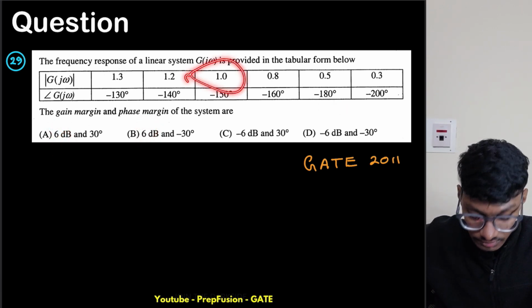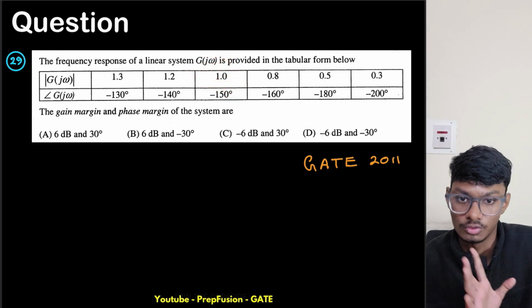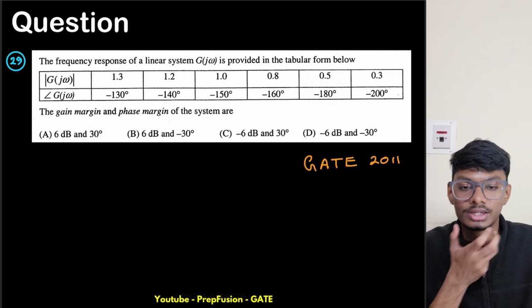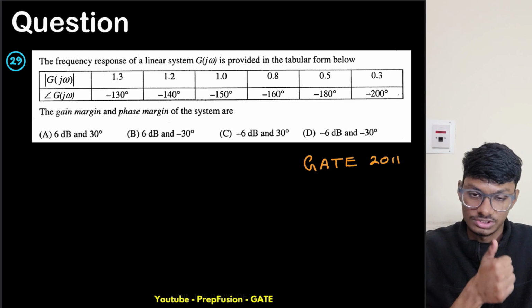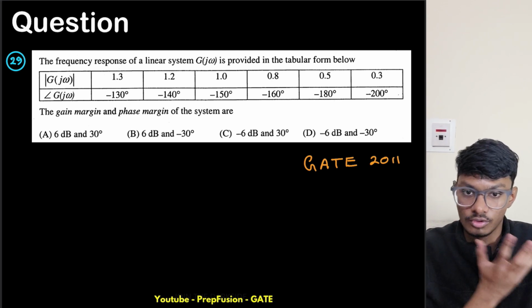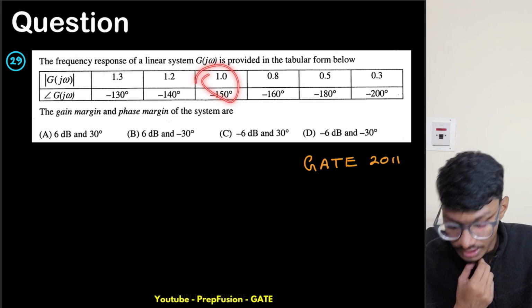Why? Because from here also I can see that this is the point where my gain is 1. So this is my gain crossover frequency and this is my phase crossover frequency. My gain crossover frequency occurs earlier than the phase crossover frequency. So my gain margin will obviously be positive, and my phase margin will also be positive. So what is phase margin?